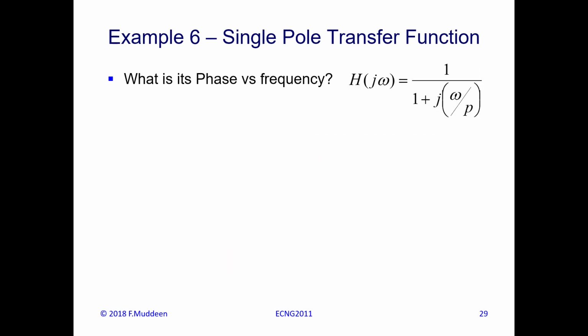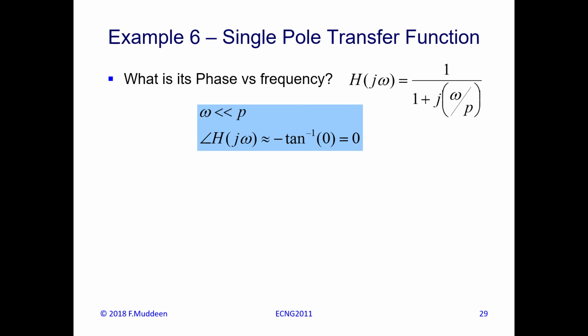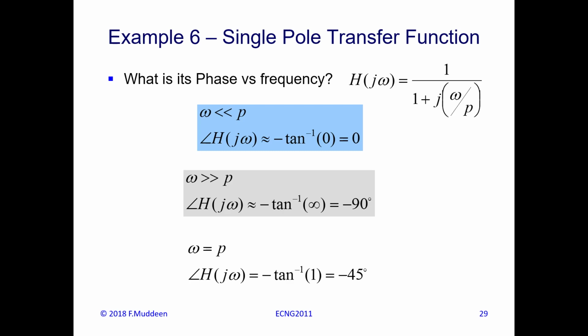If we pay attention to the phase versus frequency, we also pay attention to those three conditions. For omega much less than p, our resultant angle will go to 0. For omega much greater than p, the argument of the inverse tangent goes towards infinity, meaning that we'll have a result of minus 90 degrees. And at our corner or cutoff frequency, when omega is equal to p, the argument will end up being 1. Tan inverse of 1 is 45 degrees, and the minus sign in front of it means that it goes to minus 45 degrees.